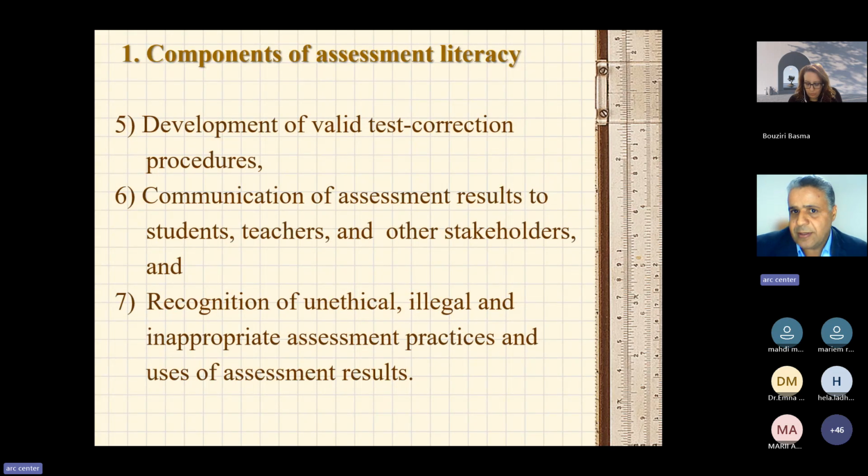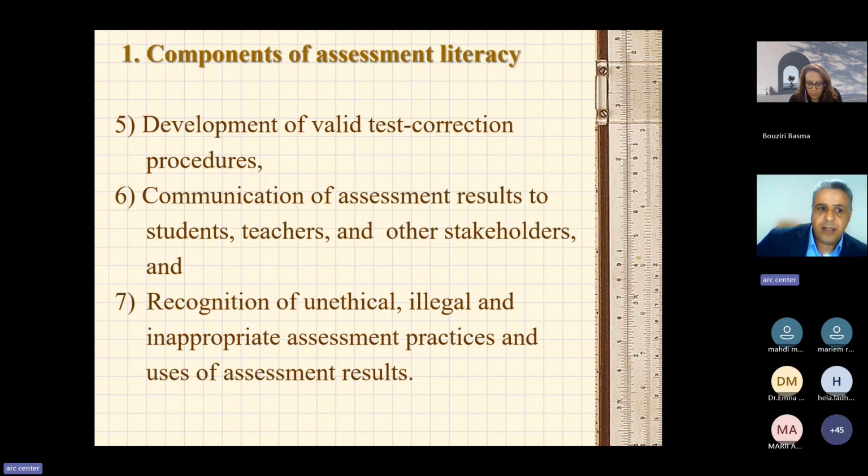Because, as I said, there are some unethical and illegal uses of assessment tests. So as teachers, we should be knowledgeable. We should know such practices. So that's assessment literacy. And those are the components of assessment literacy.